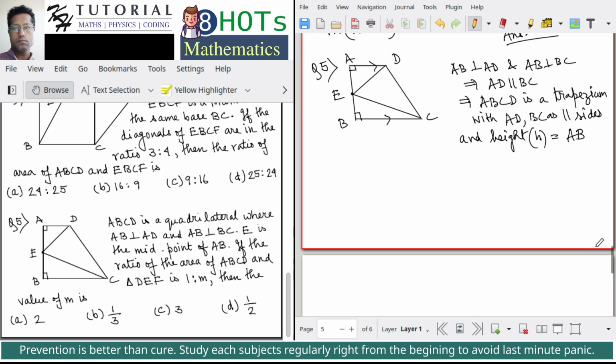So we know the area of the trapezium ABCD in terms of the parallel sides and the height, that is AB. Now it is asking the ratio of the trapezium and the triangle DEC. How do we find the area of triangle DEC? We probably cannot find it directly because we don't know DC, ED or EC, and it is not a right angle triangle. But AED and BEC are right angle triangles.